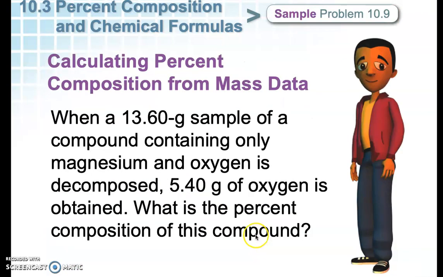Now let's take a look at this problem here. When a 13.6 gram sample of a compound containing only magnesium and oxygen is decomposed, 5.40 grams of oxygen is obtained. What is the percent composition of this compound? First off, let's look at what we're given. We're given a sample that has magnesium and oxygen in it, which is 13.6 grams. However, they only give you the mass of oxygen, which is 5.40. Oh no, what do we do? Well, we have to find the mass of magnesium. So we need to use both these numbers.